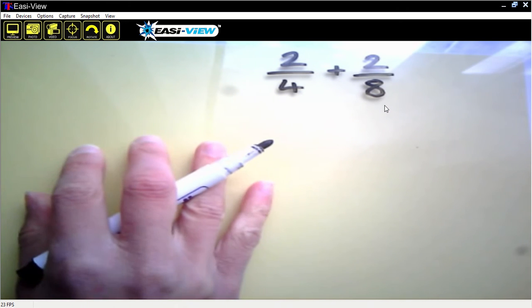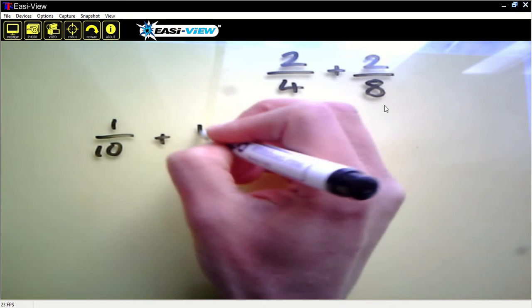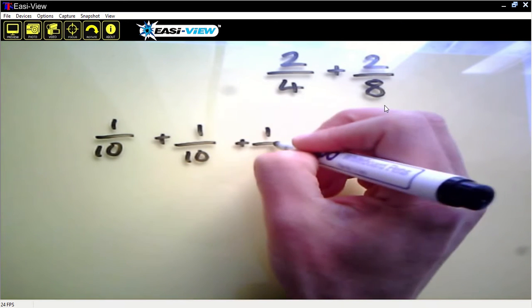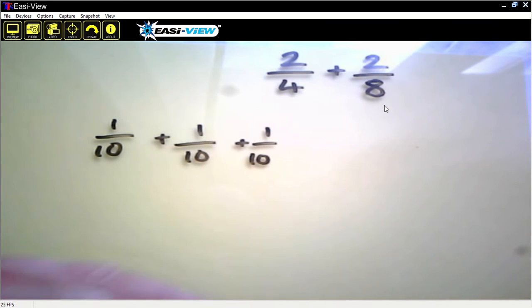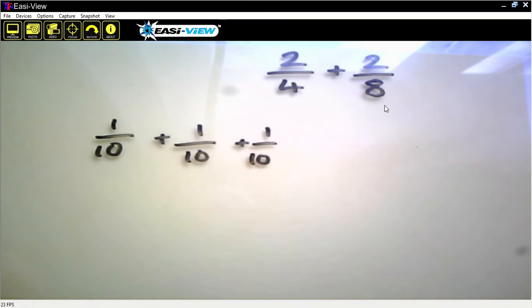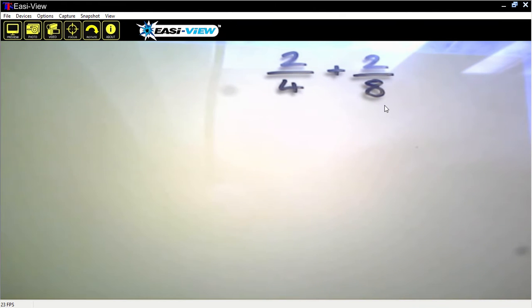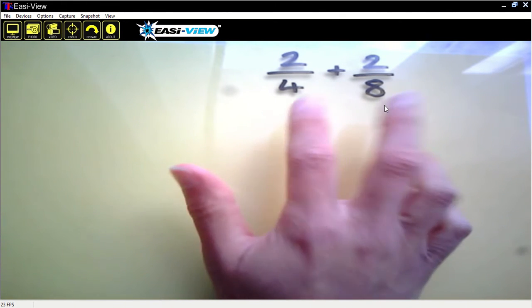Now, we know that if you have a tenth, add another tenth, add another tenth, you wouldn't have 3/30ths, you would have 3 1/10ths. You'd have 1 1/10, 2 1/10ths, 3 1/10ths, and that is because the denominator is the same. So we're going to have a little look at 2/4 and 2/8 and see how we add them together.